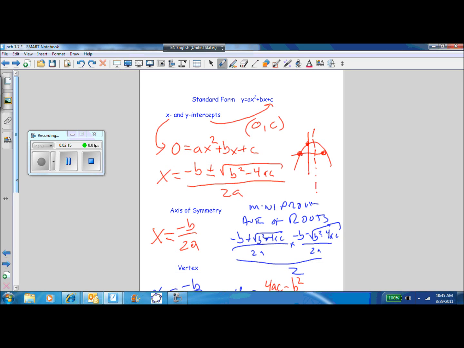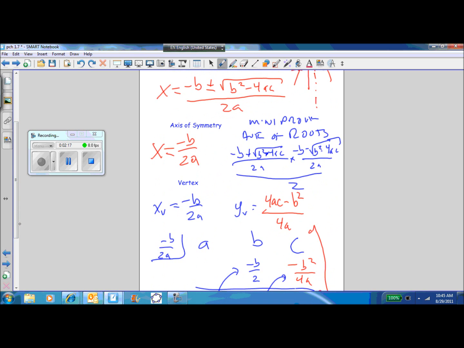If you go halfway between the roots, that is the average of the roots: negative b plus the square root of b squared minus 4ac over 2a, plus negative b minus the square root of b squared minus 4ac over 2a, all divided by 2. If you add those up, the radical part cancels. You get negative 2b over 2a, all divided by 2, and those cancel. Actually, there's your negative b over 2a.